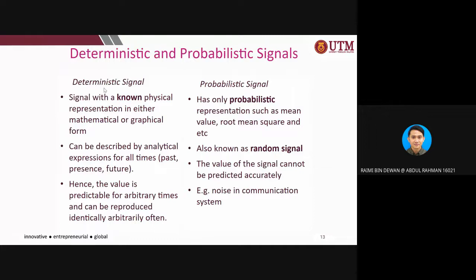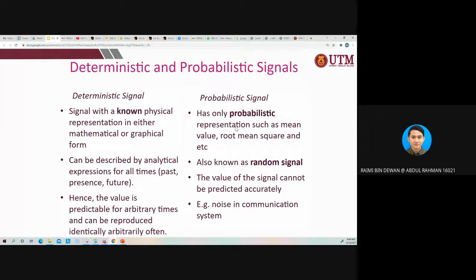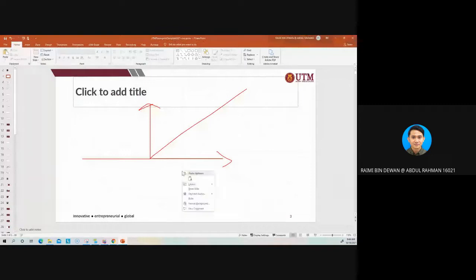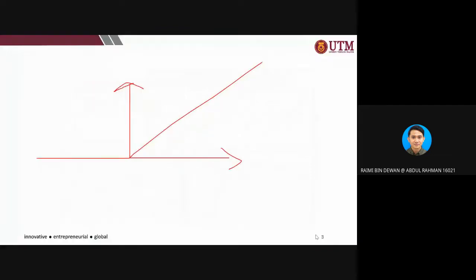So, deterministic signals: signals that are known, that we can predict, and that can be described by an analytical expression for all times. We can know the past, present, and future values. This is just an example, so that you can understand it very easily.